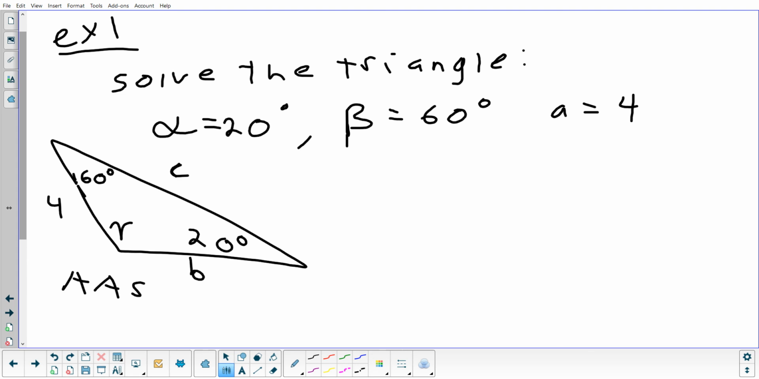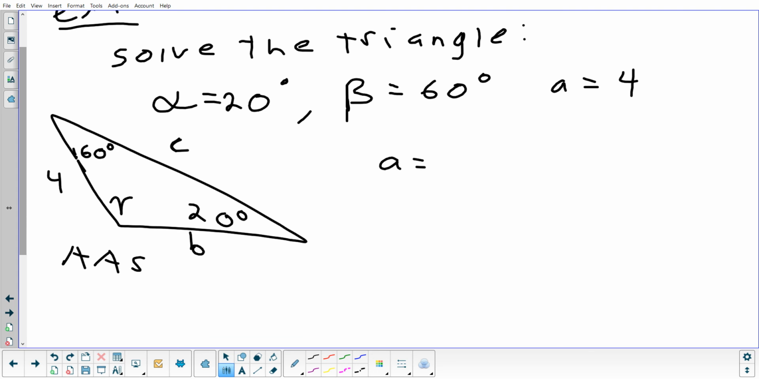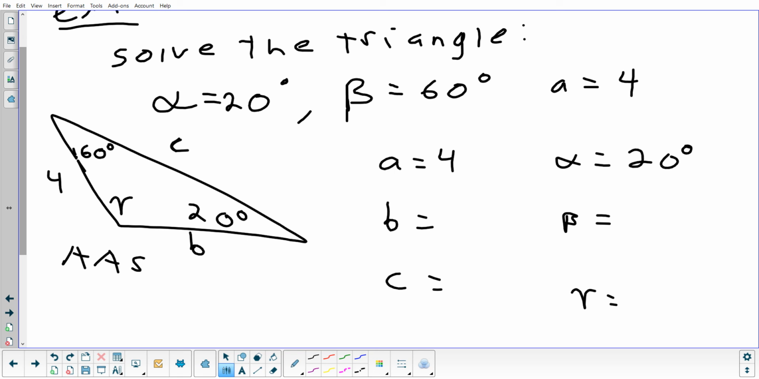Okay, so let's make a table. Put your three sides in one column. Put your three angles in the other. And fill in everything you know. All right, so A is 4, alpha is 20, and beta is 60. What can we find here pretty quick? You don't even really need law of sines or anything fancy to do this first thing.